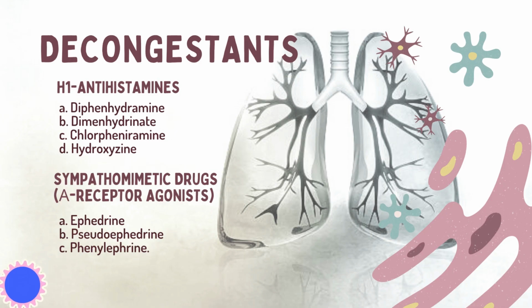H1 antihistamines include diphenhydramine, dimenhydrinate, chlorpheniramine, and hydroxyzine. For the sympathomimetic drugs or the alpha receptor agonists, we have ephedrine, pseudoephedrine, and phenylephrine.